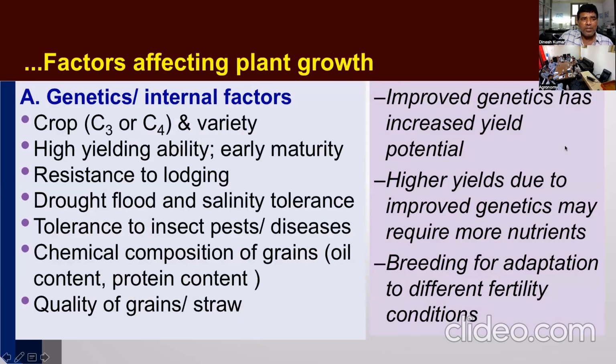Now see, within the genetics or internal factors, you have two kinds of crops, C3 crops and C4 crops. C3 crops generally have lower growth speed than the C4 crops. You see maize, sugarcane, pearl millet, and your jowar, sorghum. These are C4 crops. If you see soybean, it is a C3 crop. So normally C4 crops have more growth than the C3 crops.